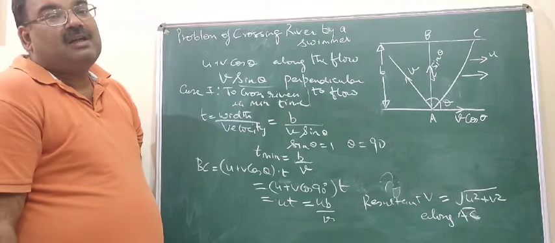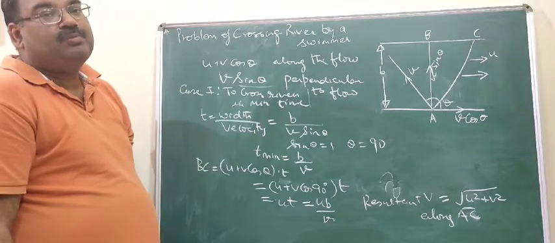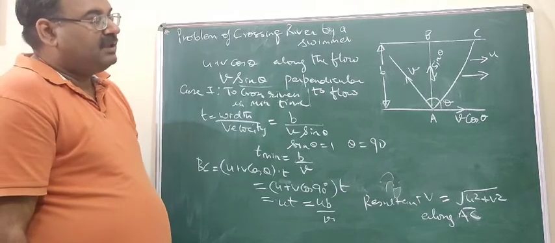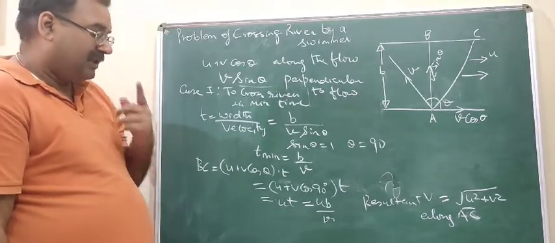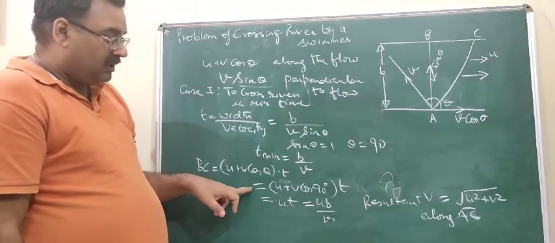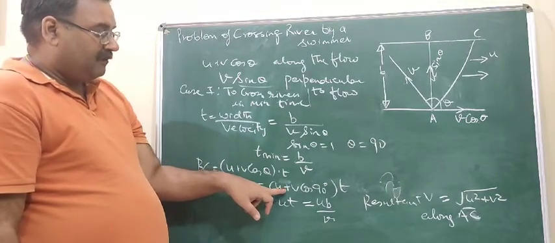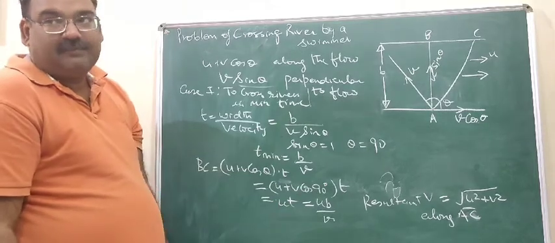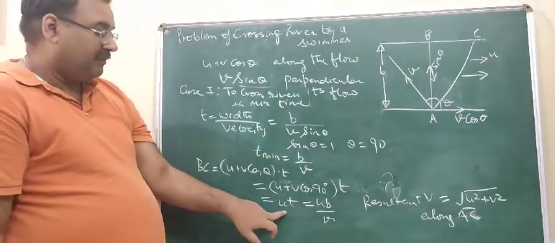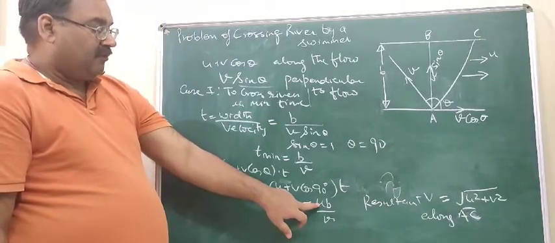Velocity along the direction of flow of current is u plus v cos theta. In time t, what will it be? It becomes (u plus v cos 90) into t. The value of cos 90 is 0. So it is ut, where u was the flow of the current.